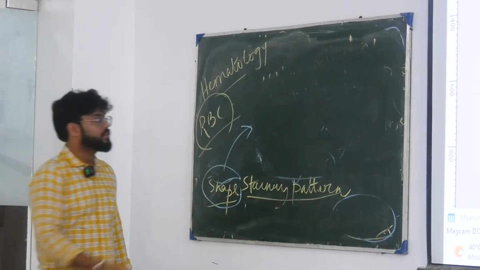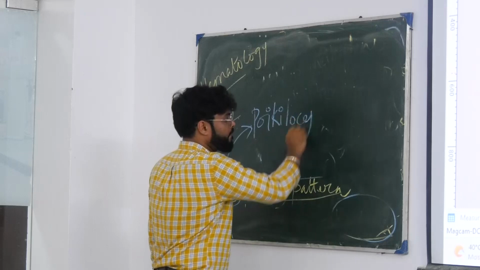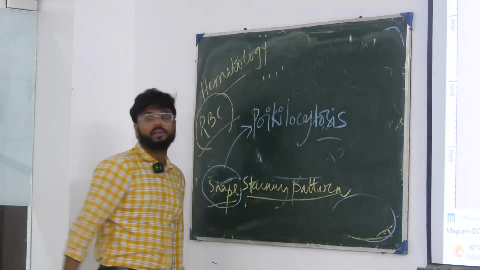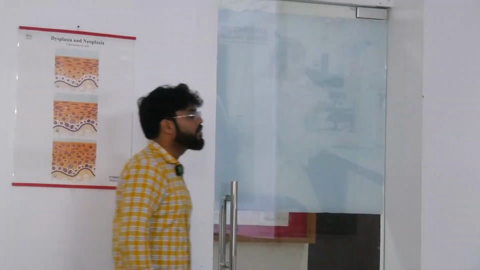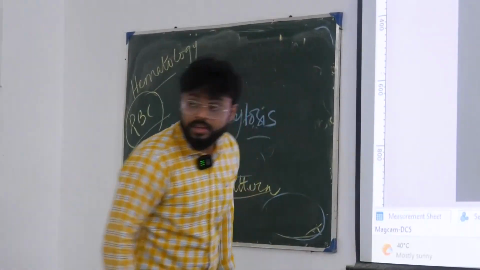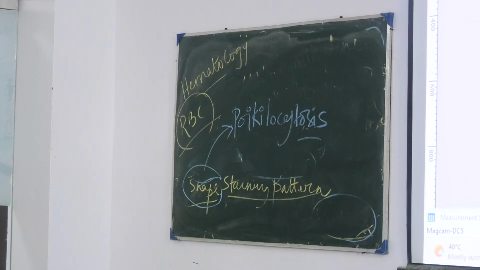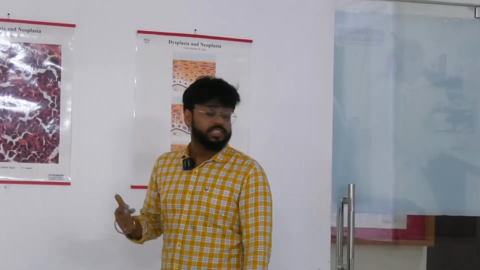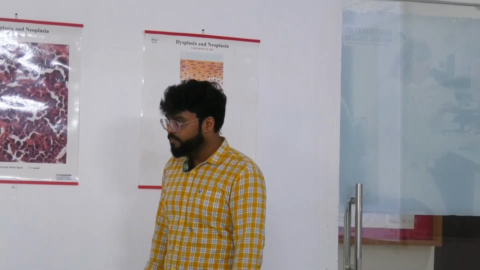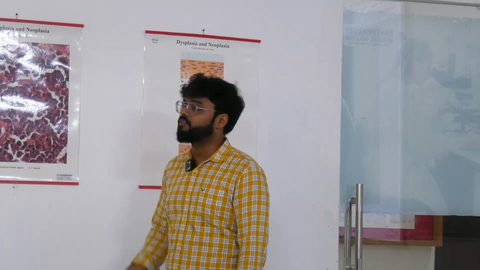is known as poikilocytosis. Variation of the shape is known as poikilocytosis. Did you understand? Shape means there are different types of RBC. Today we will see 3-4 types of different shapes of RBC, but there are a lot of different types of shapes of RBC.